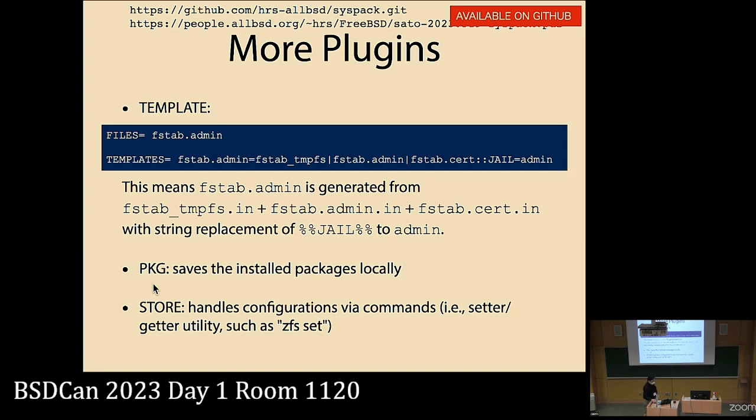And PKG is prepared to download the binary packages corresponding to the currently installed package into the working directory to make the action of the system easier. So you can install the packages into the system, but 1 year later, it is impossible to get the corresponding pre-built binary packages from the official package server. So this plugin downloads the binary package files into the local working directory, and you can reuse the package set from the backup. And the last one is store.